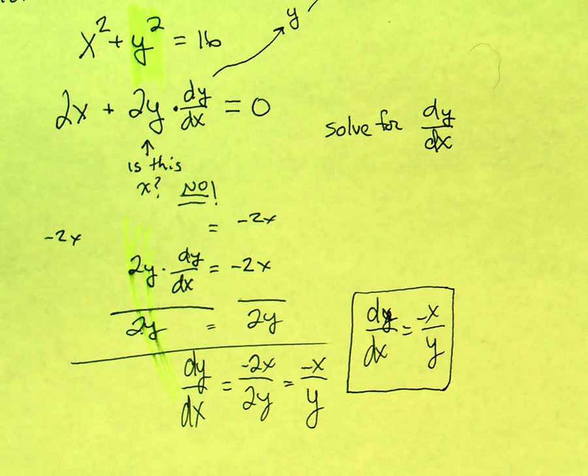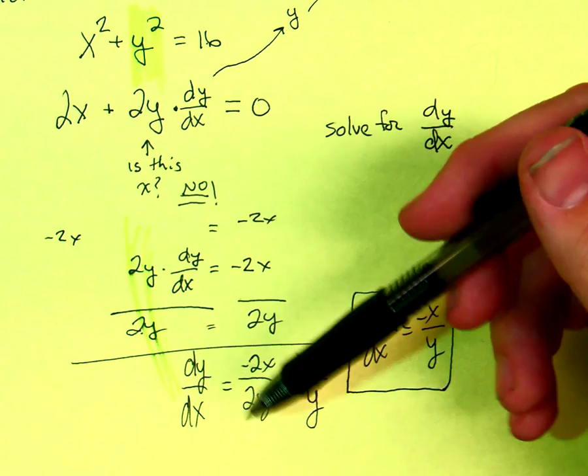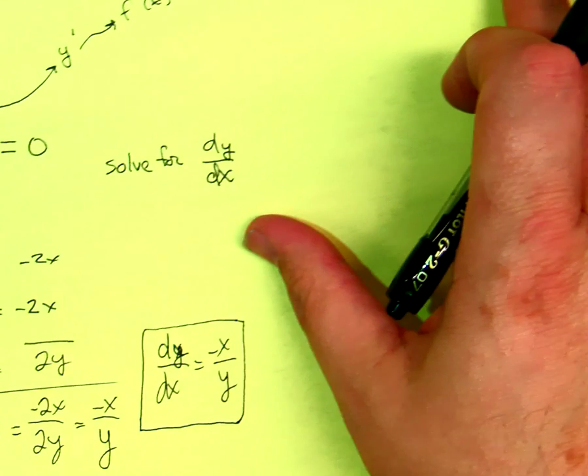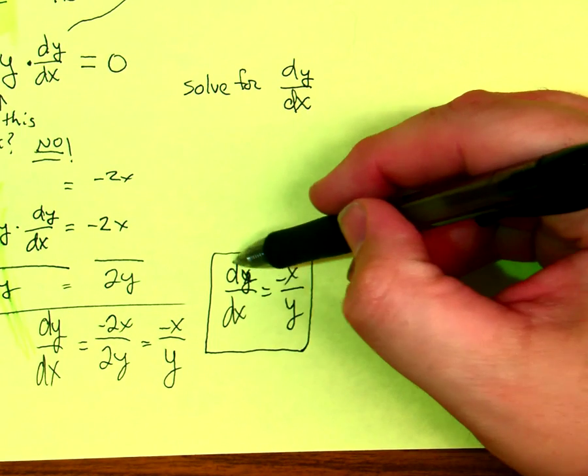So far, so good? Was this horrific? No? Your answer right here is dy dx is equal to negative x over y. That's your answer.